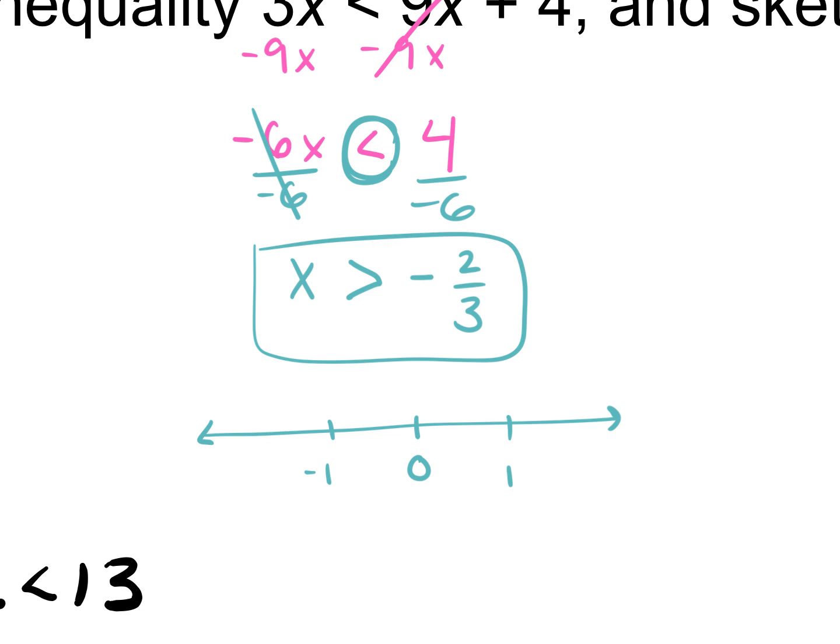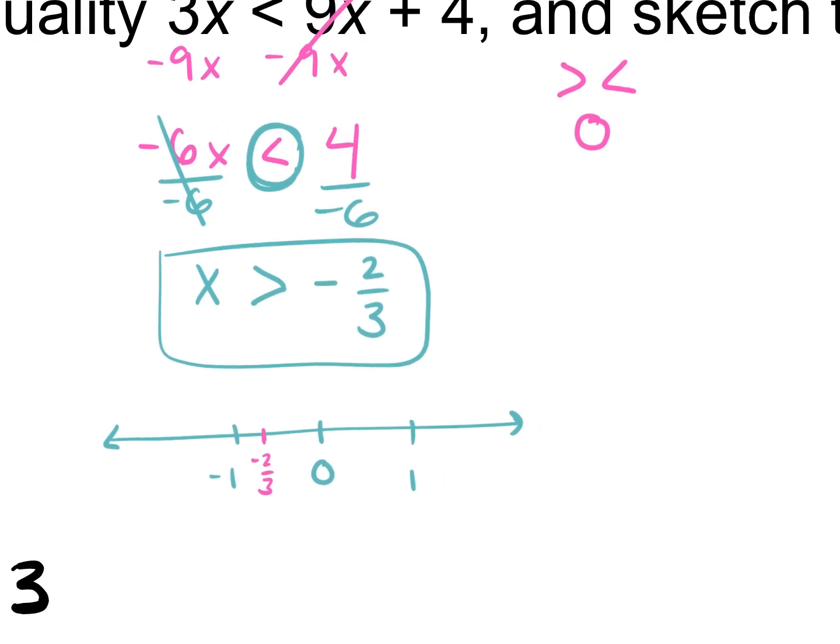So I can put negative 2/3 here. Now, when we sketch our point, if it is just a greater than or a less than, we put an open circle at the point. If it is a greater than or equal to or less than or equal to, we put a closed circle at the point. So here, would we put an open circle or closed circle? Open circle at our point.